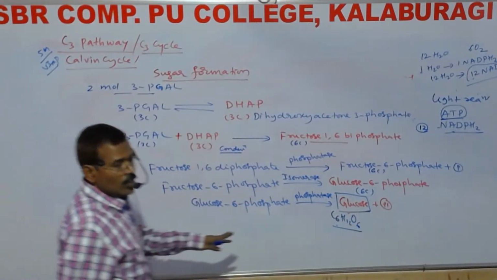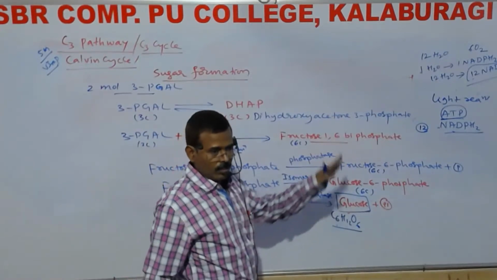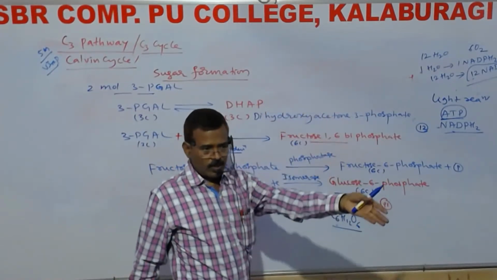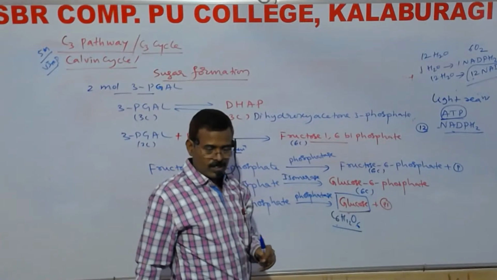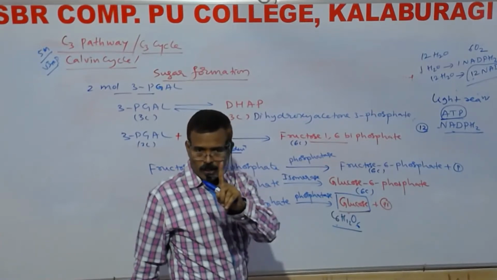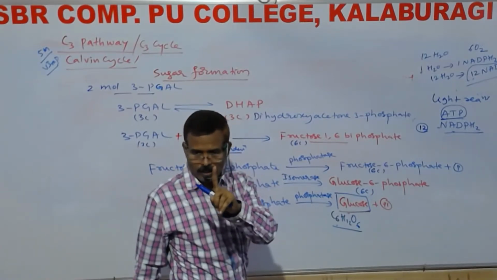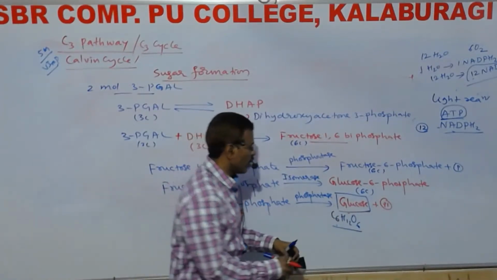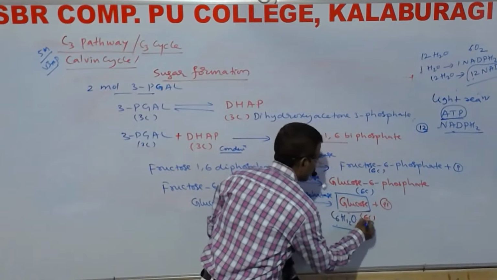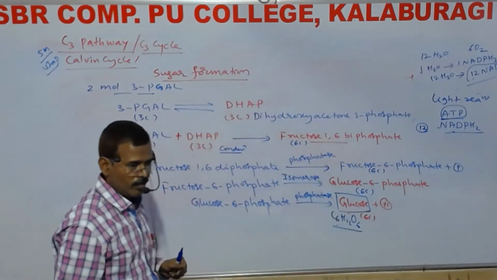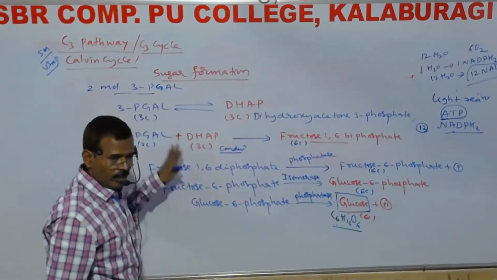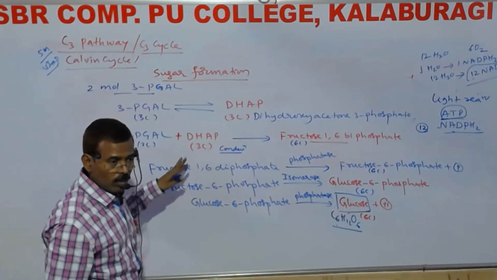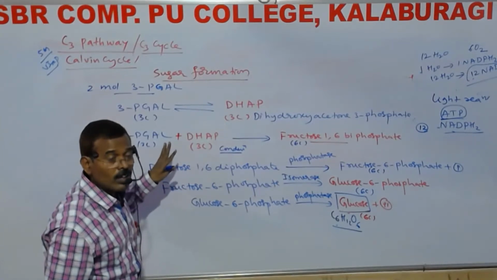So we get glucose, is it or not? When 6 molecules of carbon dioxide are fixed, it results in the synthesis of 1 molecule of glucose. So a molecule of glucose, how many carbon compound is it? 6 carbon compound. So these reactions occur in the cytoplasm of the mesophyll.